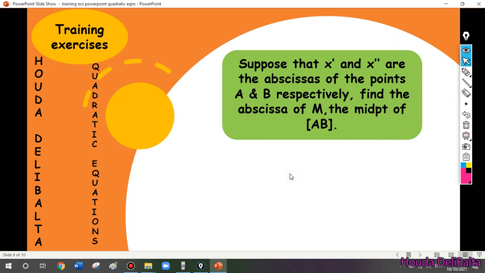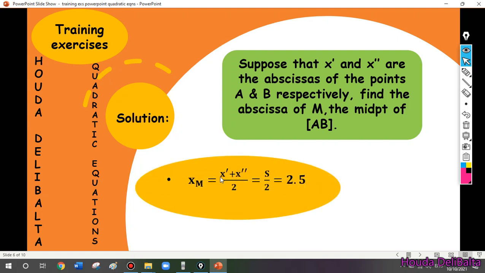So xm is equal to x prime plus x double prime over 2, where x prime is for A and x double prime is for B. But x prime plus x double prime is S, so the final answer is that xm is 5 over 2, because S, as we mentioned before, equals 5 using the previous slides, and 5 divided by 2 is 2.5.